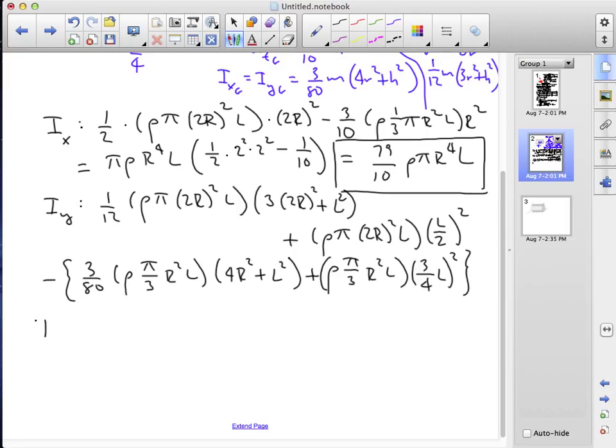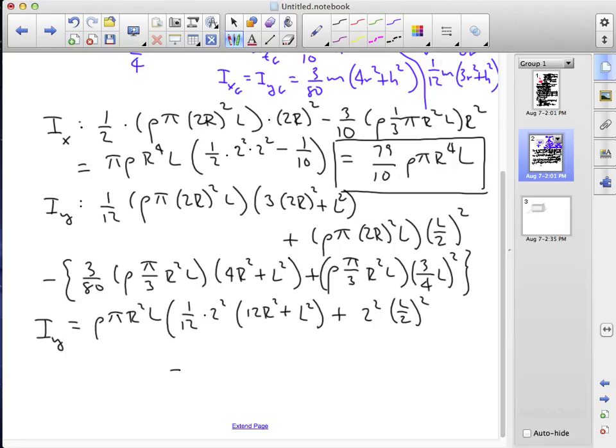Now again, we can pull some things out here to make this a little simpler. We're going to have a common rho pi r squared L. And if we look at what we have left, for the first term we'll have a 1/12 times 2 squared times, we have 3 times quantity 2r squared, so this is going to be 12r squared plus L squared. And then we have from the parallel axis term another 2 squared times L over 2 squared.